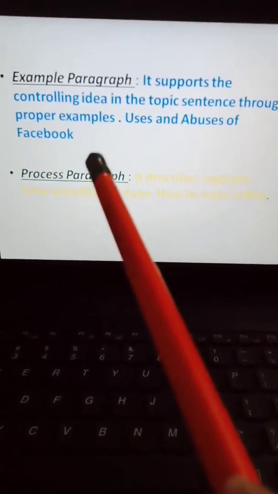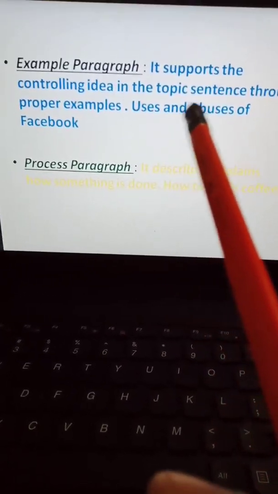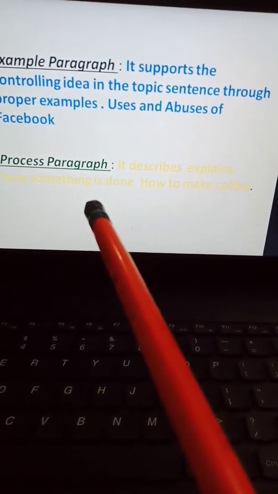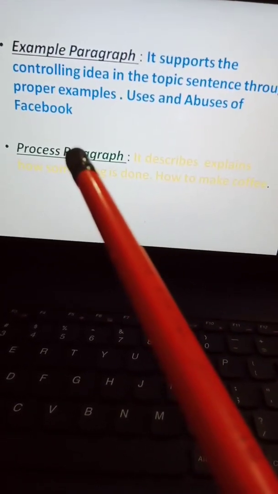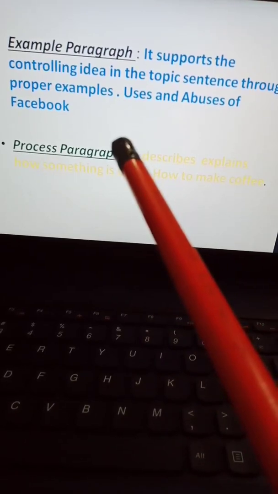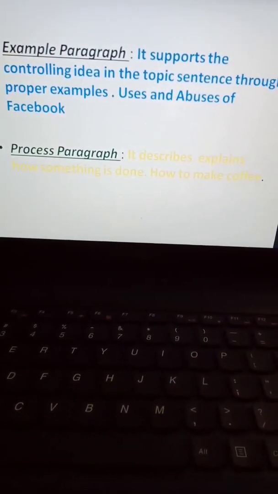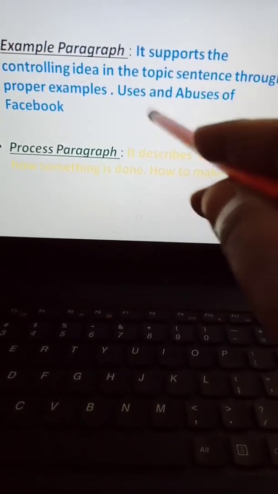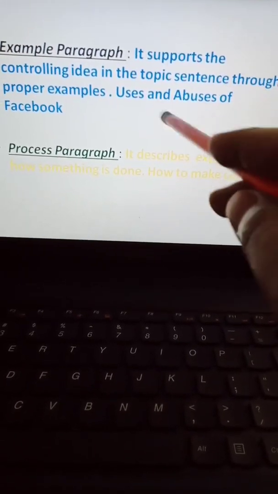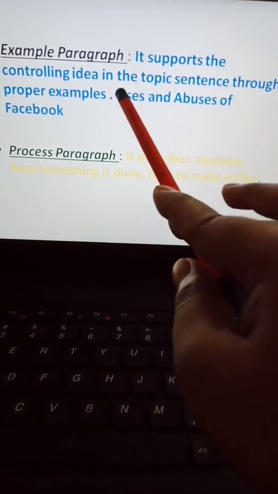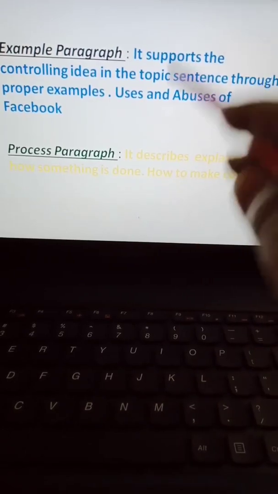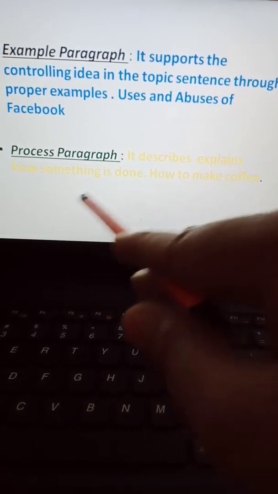Now I'm going to talk about example paragraph. This is another category. It supports the controlling idea in the topic sentence through proper examples, like uses and abuses of Facebook. Here again we find two sets of ideas in one topic. So here you need a context modulator. So here you should provide supports behind the uses of Facebook and also abuses of Facebook.